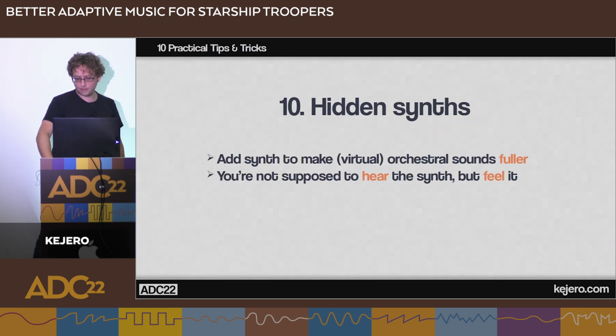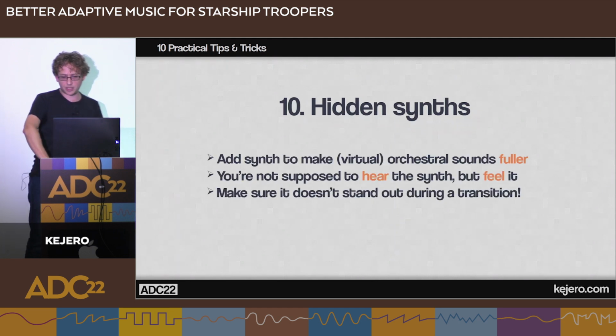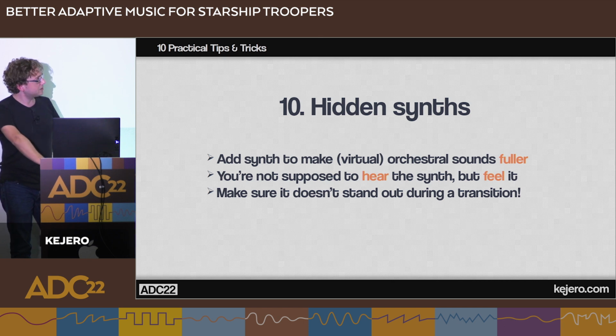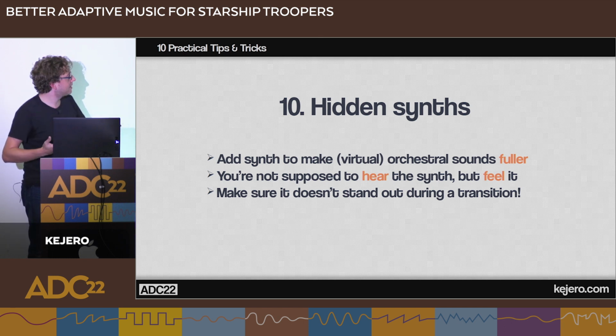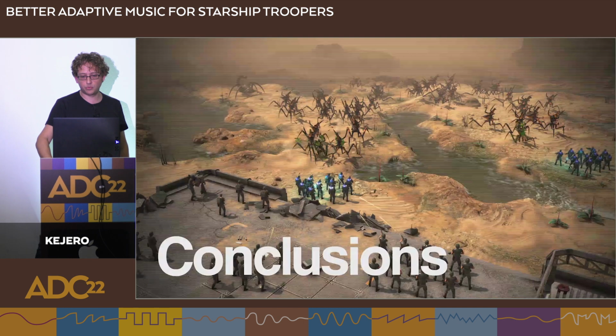Another trick that's very often used in orchestral music is beefing up the sounds with some synths. The one thing to watch out for is that during a transition, those are not ever sounded like separately, so that they don't stand out, at least if that's not the kind of music that you're writing.